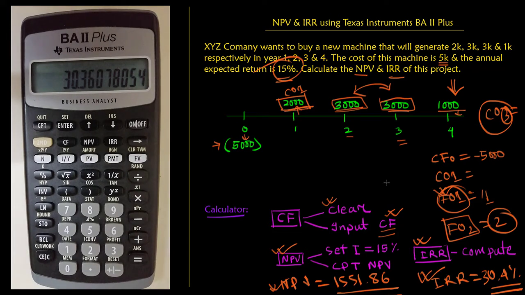Alright, now we'll solve another problem where we have more things, like we have monthly cash flows, and we'll also be using this frequency of cash flows button this time because we'll have lots of cash flows, and we'll also have monthly compounding. So let's see how to do that.